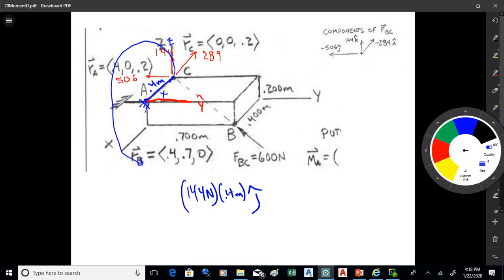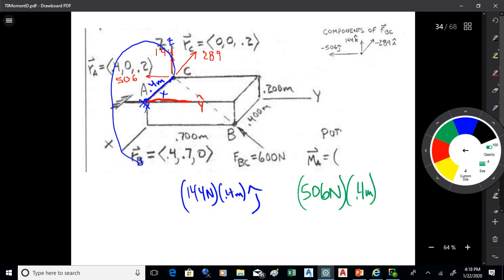All right, so that's what the 144 does. How about the 506? What's it up to? What's the moment arm on the 506? We're going to A, though. Yeah. 0.4, yeah, the 0.4. 0.4, because we're going from there to A.